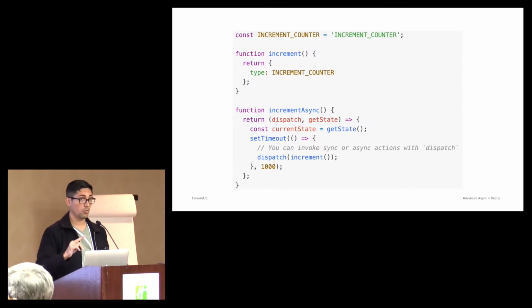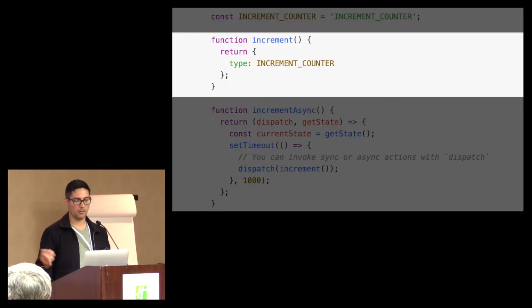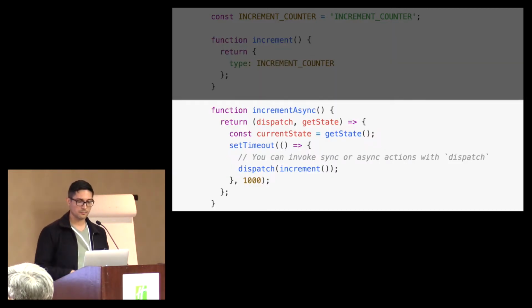So these are two action creators, and one of them returns a regular action, and the other one returns a thunk. So this should be fairly familiar to you guys. This returns an action. But this one here returns a thunk. And this thunk expects two things. It expects dispatch as the first argument and getState as the second argument.